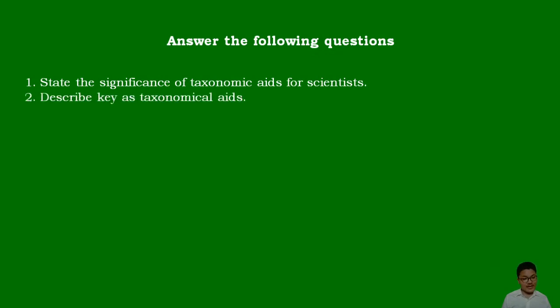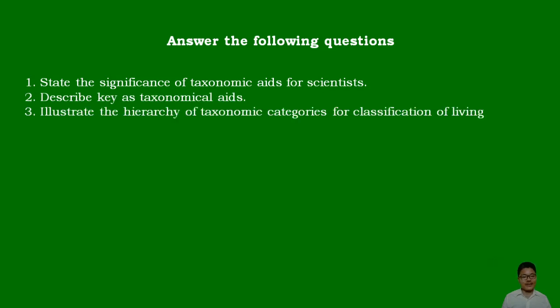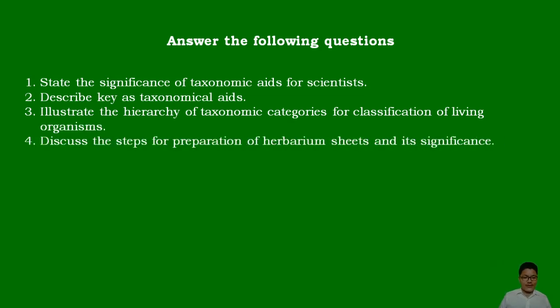So with this, try to answer these questions. First question is, state the significance of taxonomic aids for scientists. Second, describe key as taxonomic aids. Third, illustrate the hierarchy of taxonomic categories for classification of living organisms. And fourth, you have to discuss the steps for preparation of the herbarium sheets, and you have to mention its significance. And fifth, with the help of an example, you have to describe species.